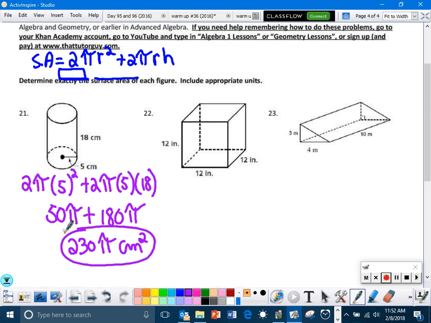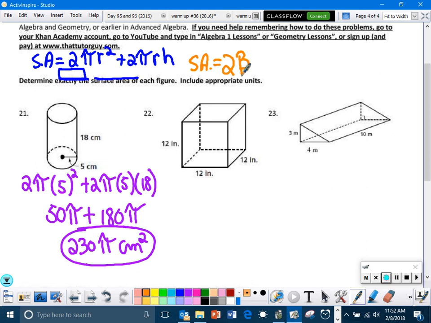Okay, number 22, that would be a cube, because it's the same on each side. The length, the width, the height are all the same, so that's a cube. That is also considered a prism, and the surface area for that would be as follows. It would be 2 times the base area.